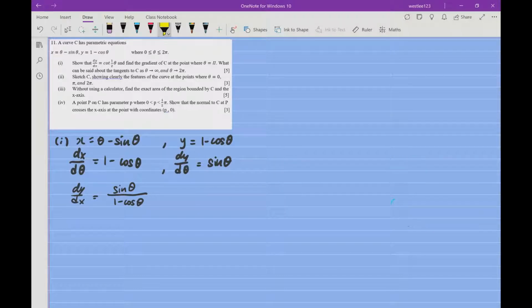But take note, the equation that we are supposed to prove, the angle is half theta. So what we need to do from this step onwards is to use double angle formula to get theta over 2 out. So sine theta is 2 sine A cos A. And then after that, cosine 2A is 1 minus 2 sine square theta over 2.